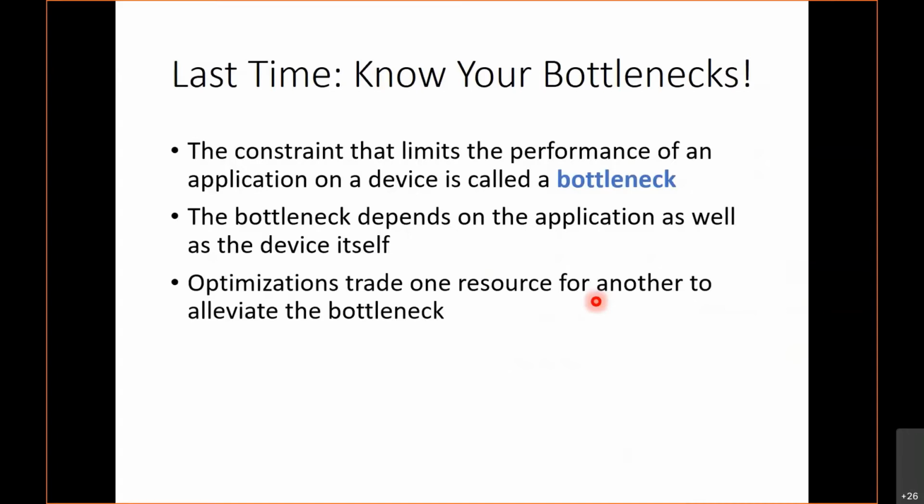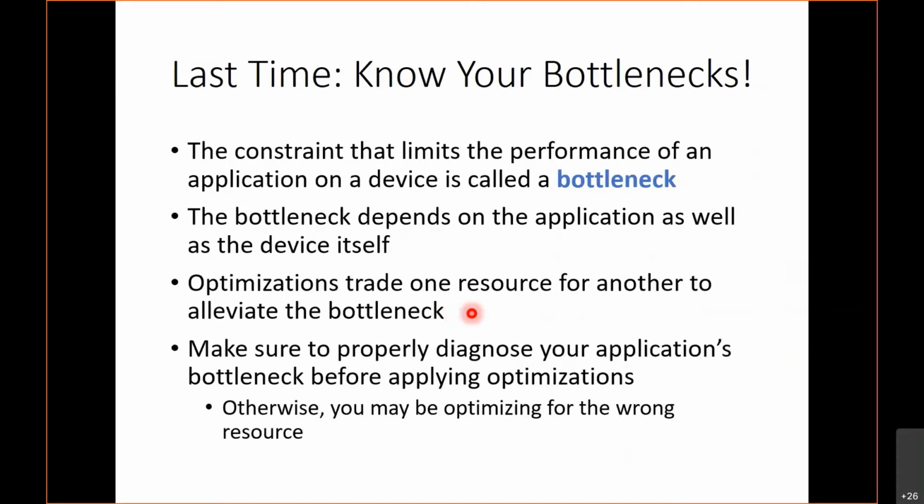A solution for me to optimize performance further is maybe to reduce the amount of shared memory. This just highlights the importance of knowing what your bottleneck is before going and applying an optimization, because you don't want to apply an optimization that trades off the resource that is actually bottlenecking your performance. So it's important to be able to properly diagnose the bottleneck of your application so that you don't optimize for the wrong resource.